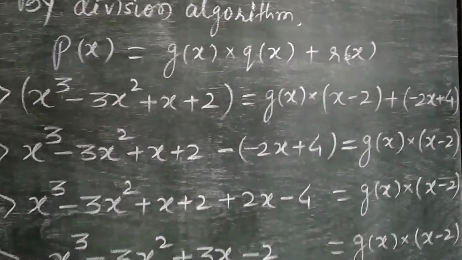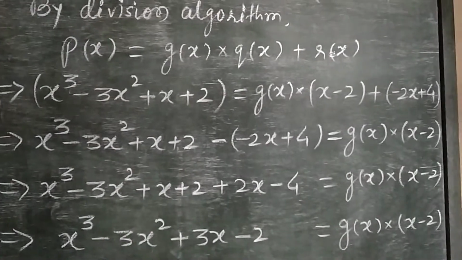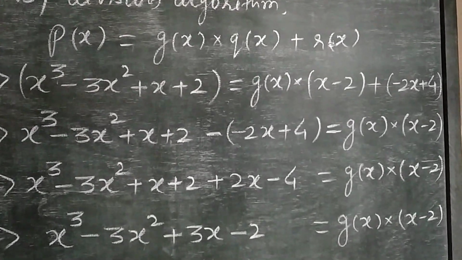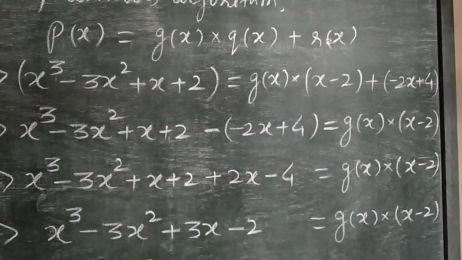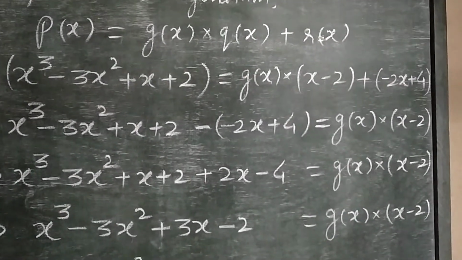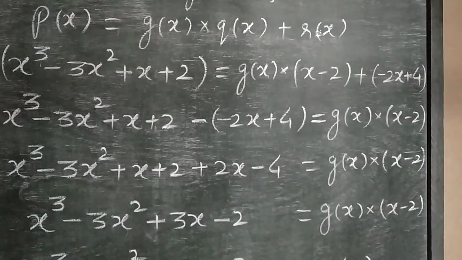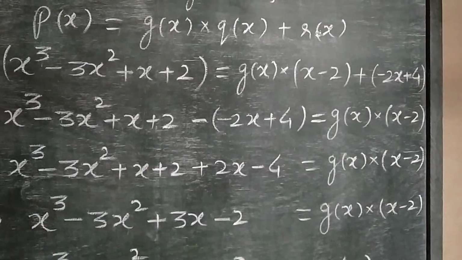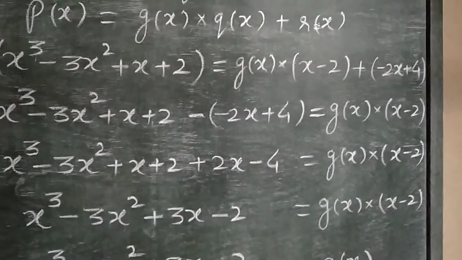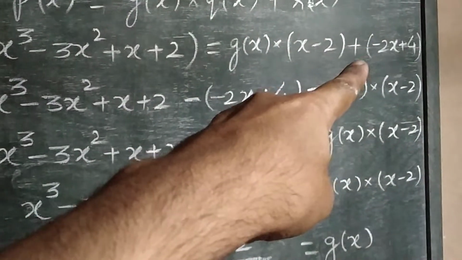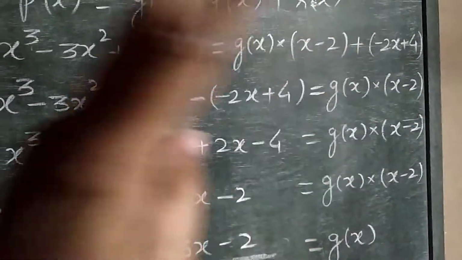So we will write the corresponding values in the proper place. x cube minus 3x square plus x plus 2 in place of p of x. g of x is unknown, so we'll write it as it is. q of x is x minus 2, and r of x is minus 2x plus 4. Now we will transfer plus minus 2x plus 4 to the left hand side.